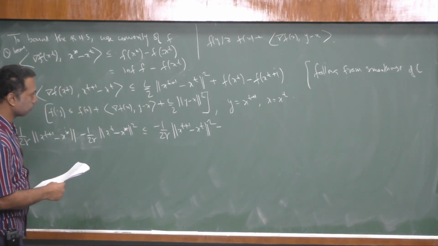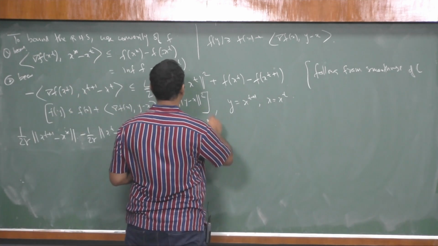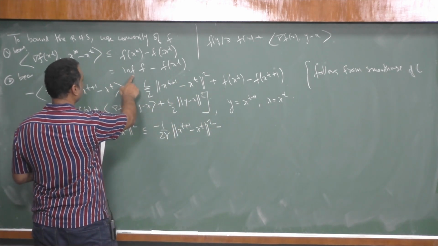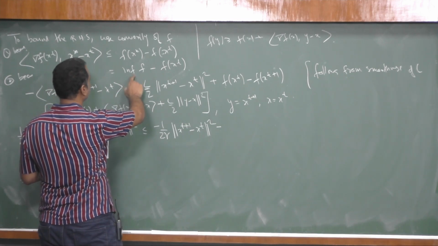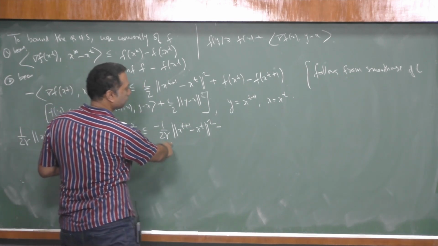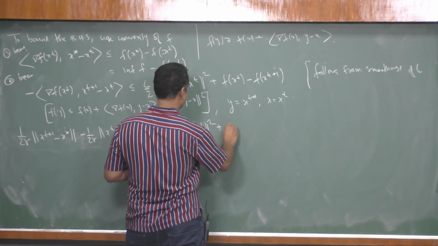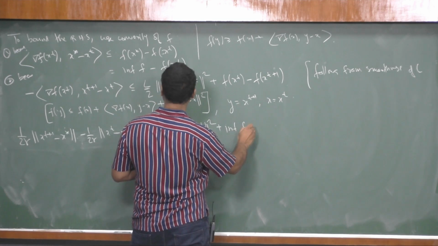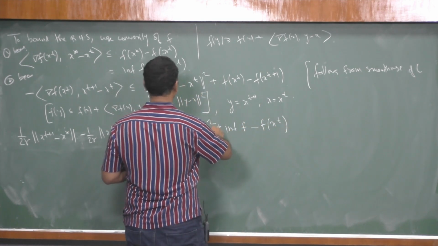Okay, but there is an L term also, right? Let's see. Okay, they have taken a negative common. Anyway, let us do it in our way. So this term must be there, and infimum of f minus f(xt) plus this guy.